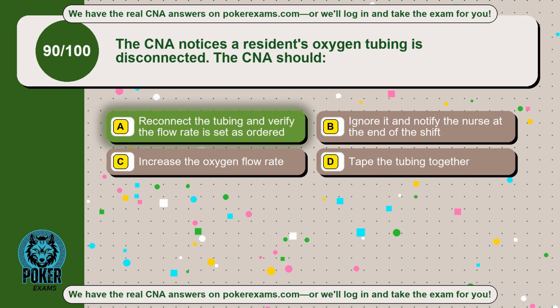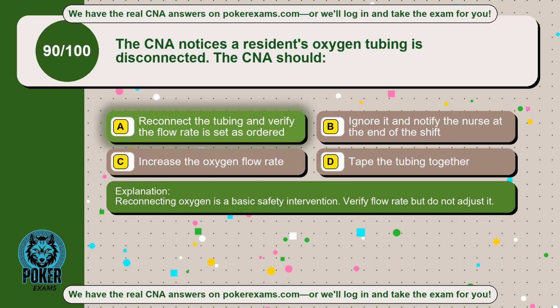The correct answer is option A: reconnect the tubing and verify the flow rate is set as ordered. Reconnecting oxygen is a basic safety intervention. Verify flow rate but do not adjust it.